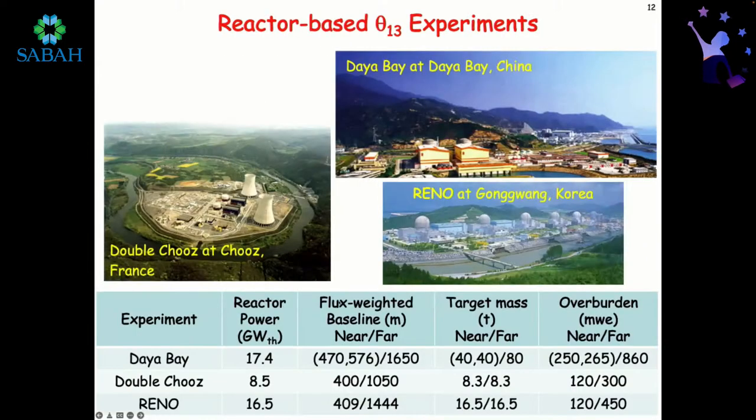Now, around 20 years ago, three experiments in the world were set up to study the mixing angle theta 1 3. One is in France, called Double Chooz, one called RENO in South Korea, and also the Daya Bay experiment in China that I'm involved in. So I'm going to use the Daya Bay experiment to illustrate how we obtain this mixing angle.